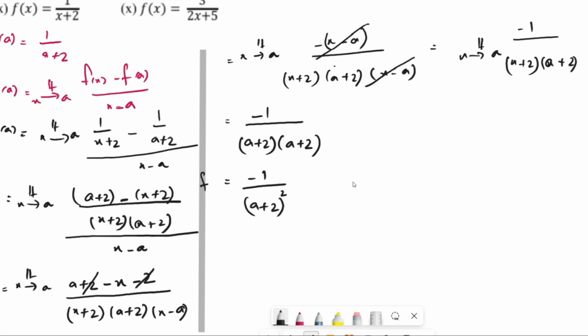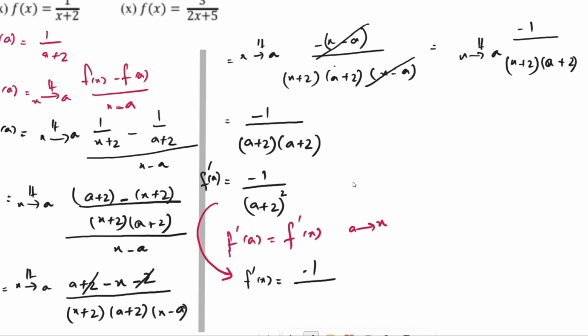This is f dash of a. Now f dash of a is equal to f dash of x. Replace a as x in this one. F dash of x is equal to minus 1 upon x plus 2 whole square.